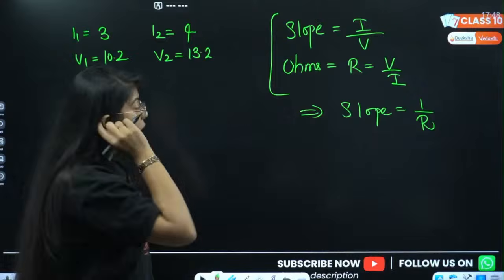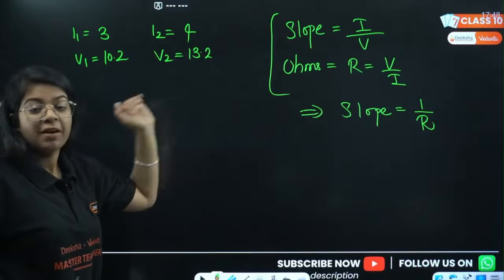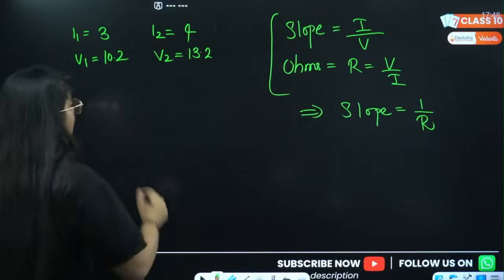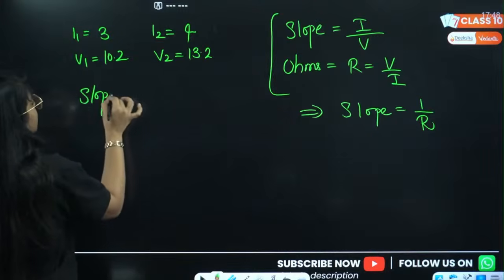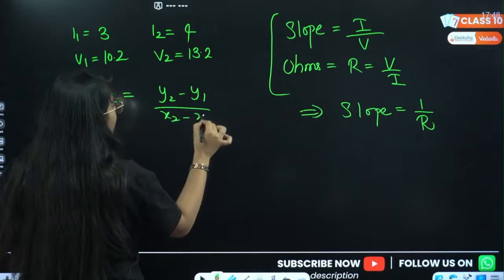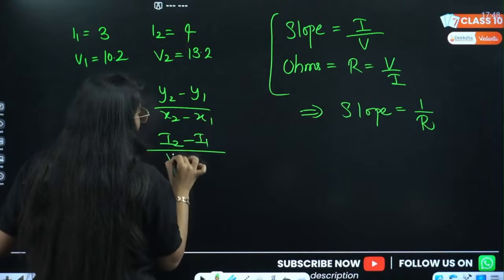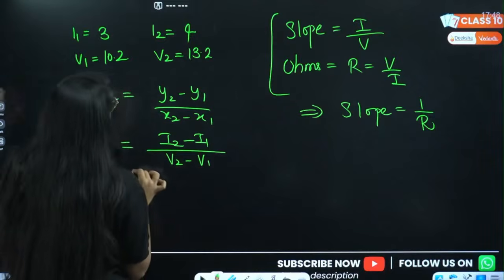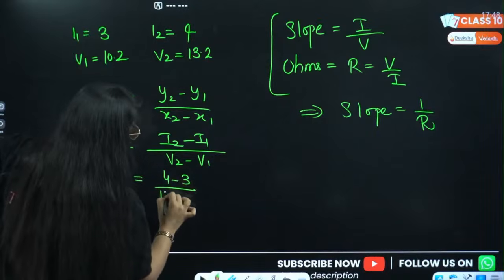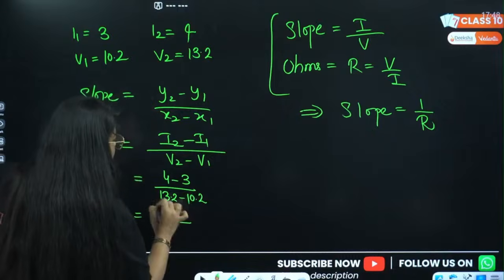So this will be the slope of the graph. When the slope comes, we have to reverse it to get R. Understood? Easy. Let us find the slope. The slope is simply (y2 minus y1) by (x2 minus x1). Now y2 minus y1 is I2 minus I1, and x2 minus x1 is V2 minus V1. I2 minus I1 is 4 minus 3, divided by 13.2 minus 10.2. This is 1 and this is simply 3.